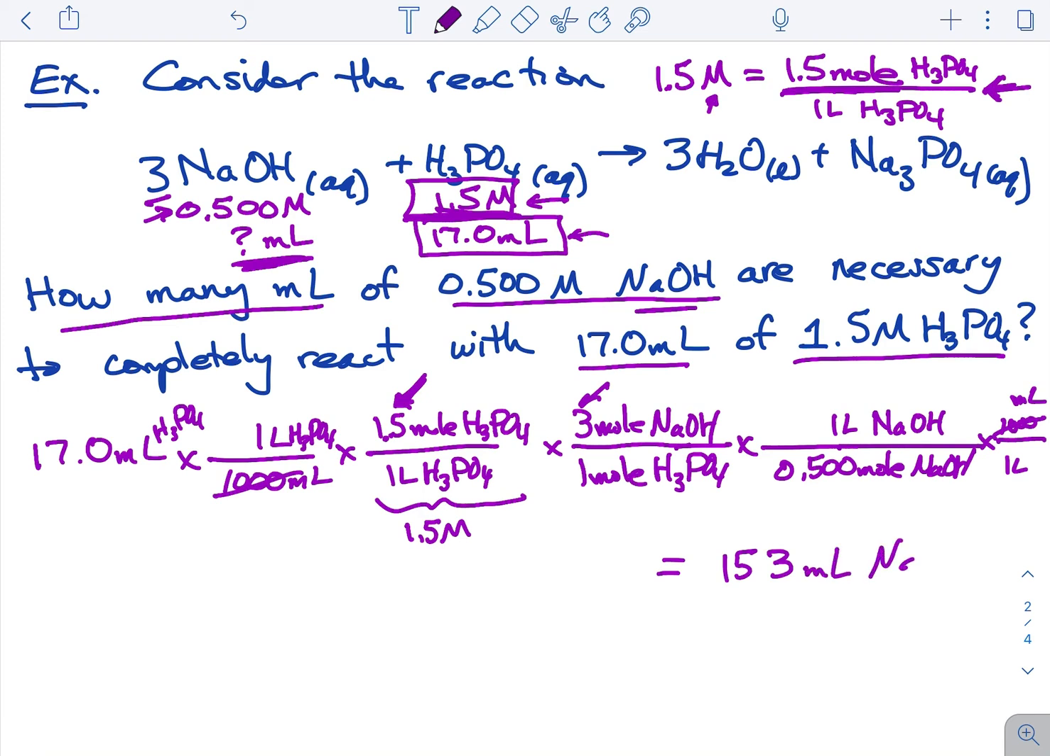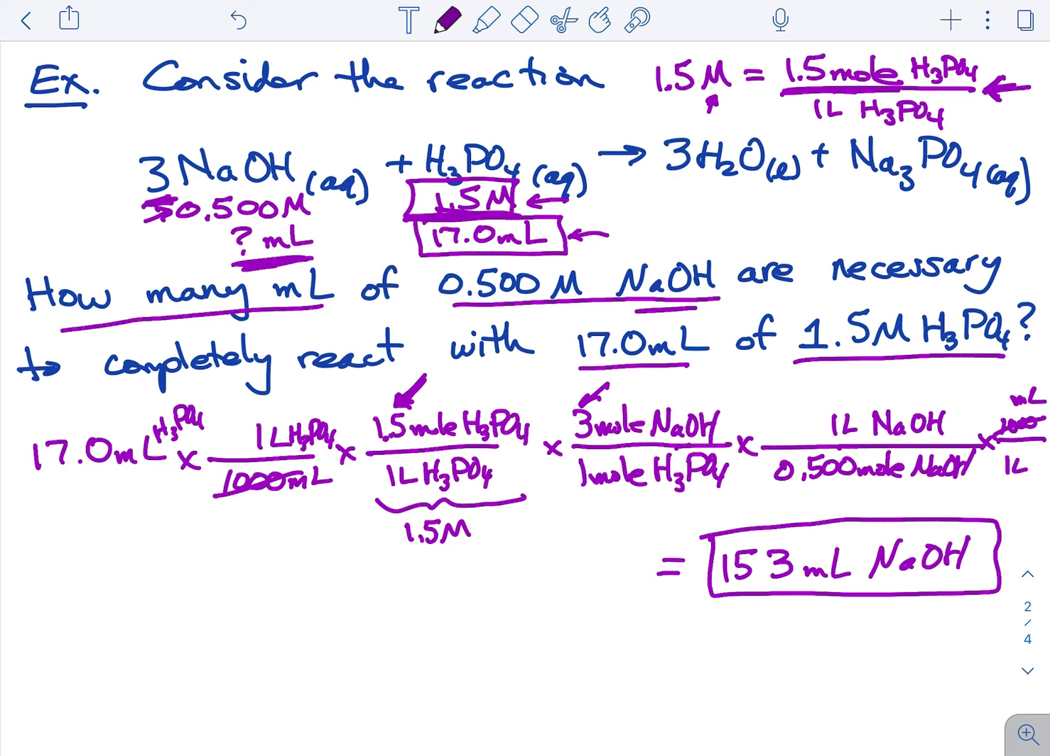Milliliters of NaOH. Okay, so I knew it had to be a big number because the phosphoric acid is 3 times as concentrated, and it takes 3 times as many formula units of sodium hydroxide as we have molecules of phosphoric acid. So, okay, that's our answer.